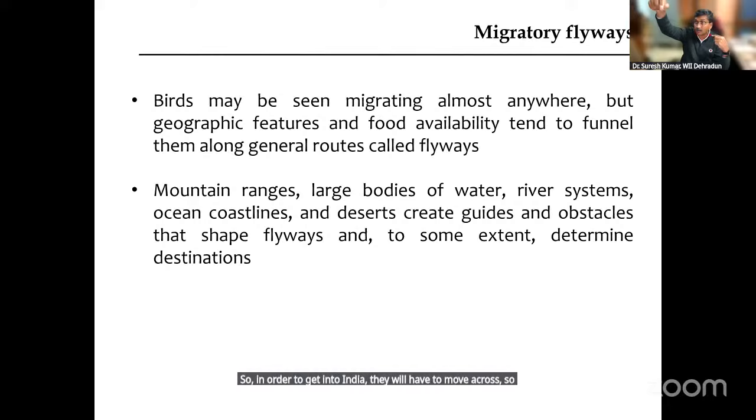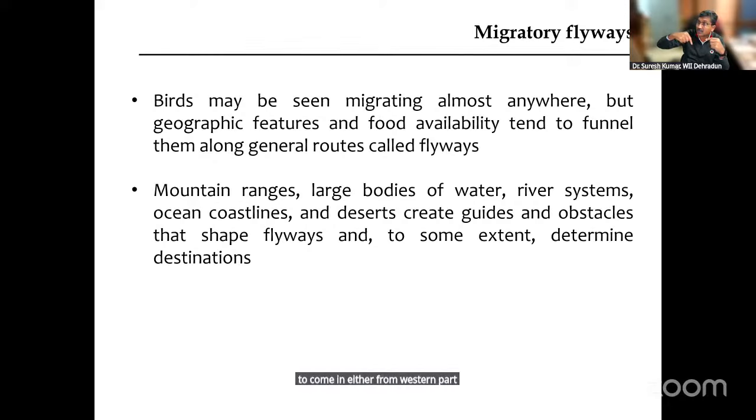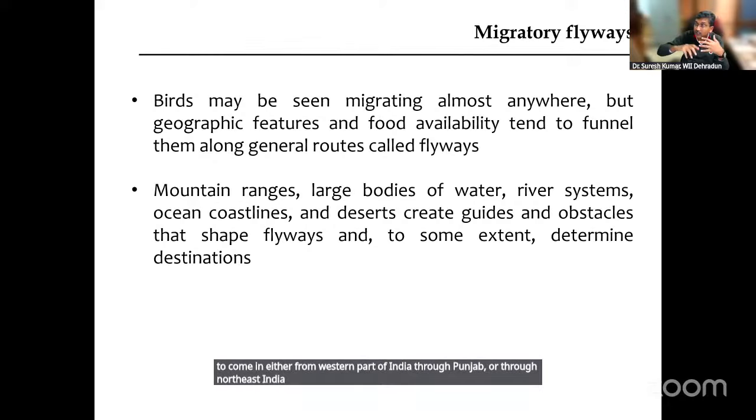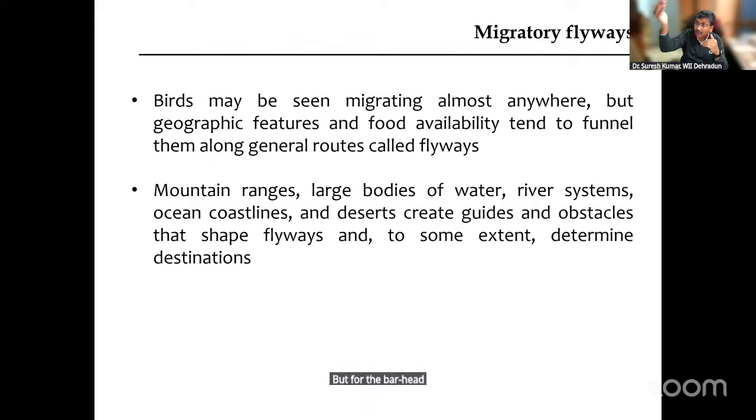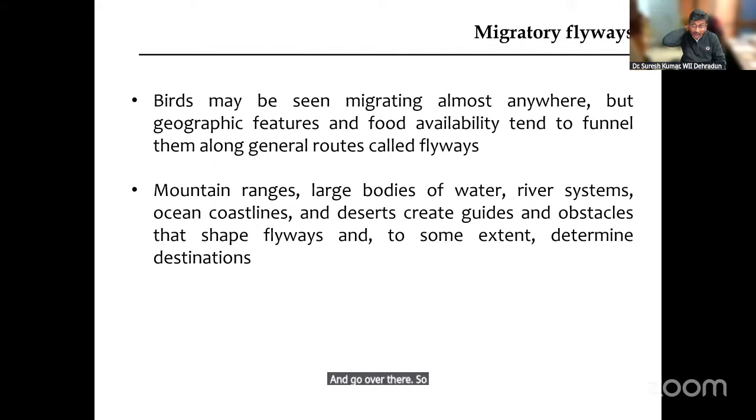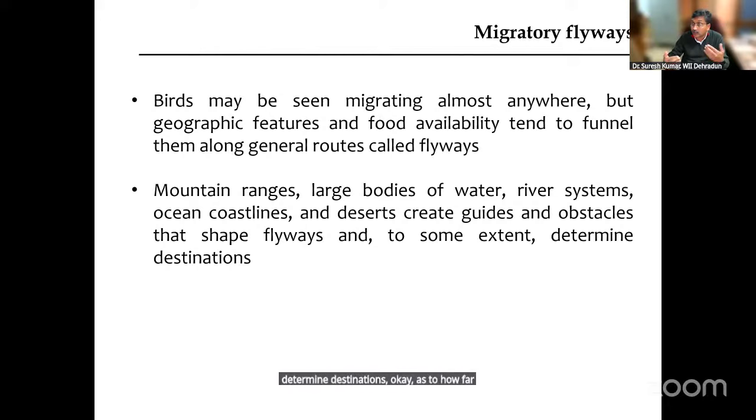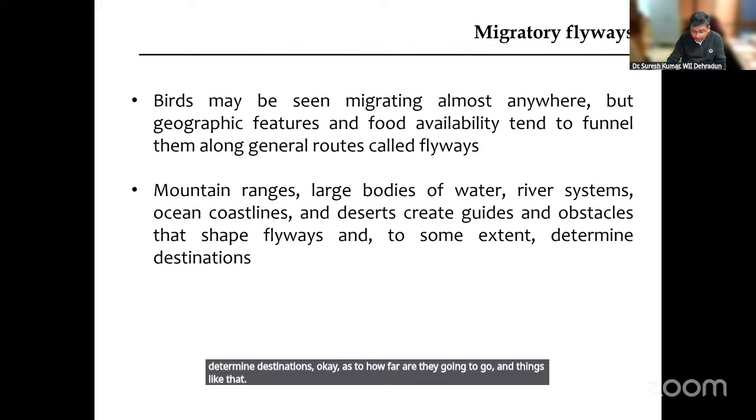So in order to get into India, they will have to move across. They may be coming from the central part of Mongolia, but they'll have to take a circuitous route to come in either from the western part of India through Punjab or through northeast India through Nagaland, Manipur, and then come into India. But for the bar-headed geese, it's a guide to them that the Himalayas are here, the staging grounds, we need to stage here, and then thereafter fly across and go over there. So these have definitely shaped the flyways and to some extent determine destinations, as to how far they are going to go and things like that.